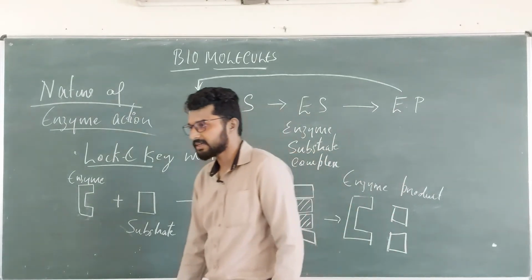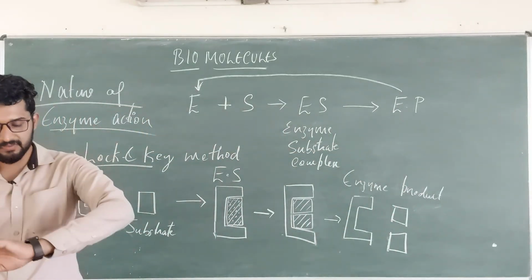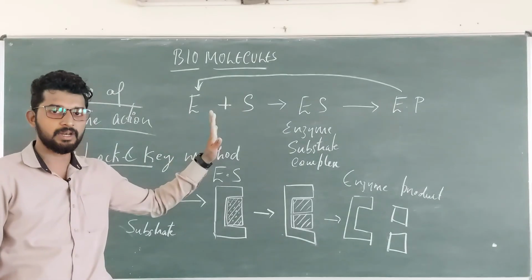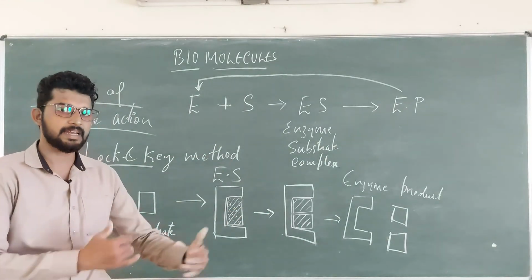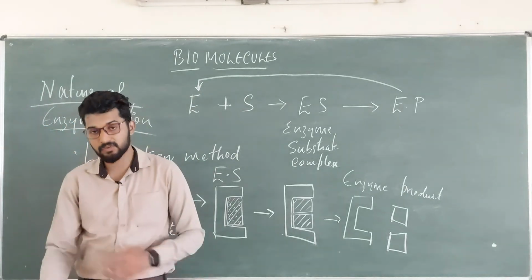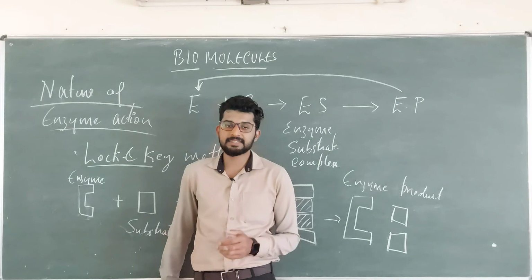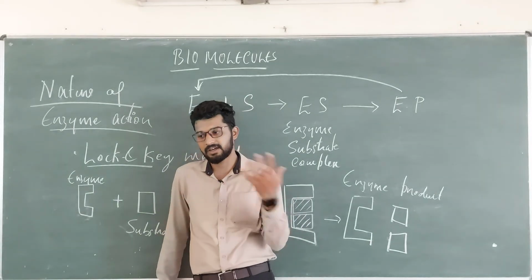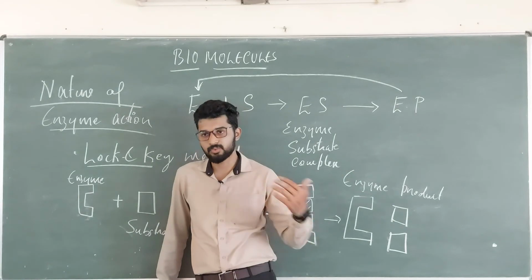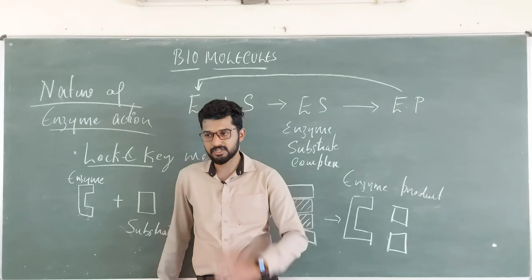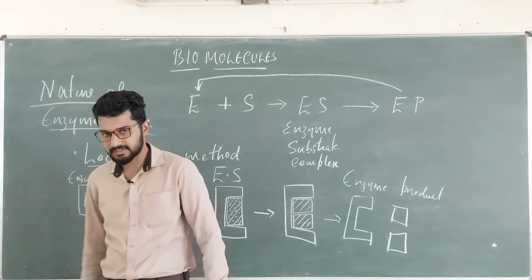So dear students, I think this much is enough for you today. We have discussed what is enzyme, what is metabolic pathway, anabolic pathway, catabolic pathway, and we have seen the nature of the enzyme and the characters of enzyme, how the enzyme and substrate will lead to a reaction, how the substrate is converted into a product, and how the enzyme is restored. All these we have seen today.